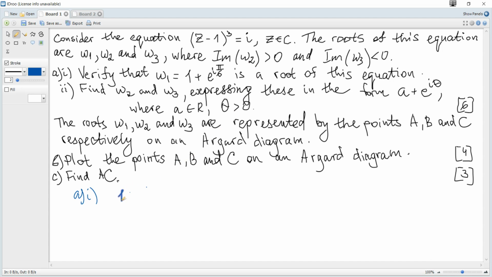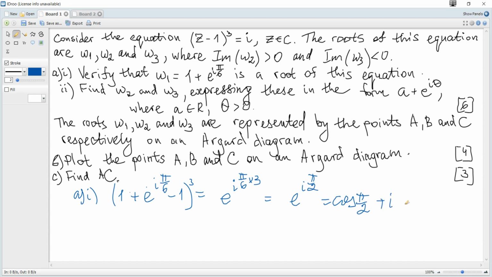So it becomes 1 plus e to the power of i pi over 6 minus 1, cubed, which is e to the power of i pi over 6, cubed, and it's just e to the power of i pi over 2, which is cosine pi over 2, which is 0, plus i sine of pi over 2, which is 1. Hence it's 0 plus i multiplied by 1, which is i, as required.